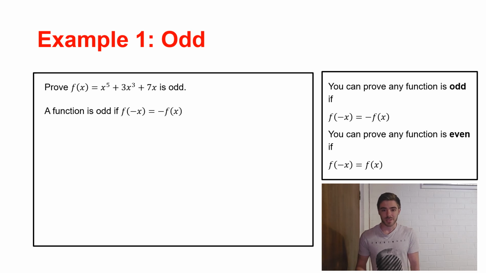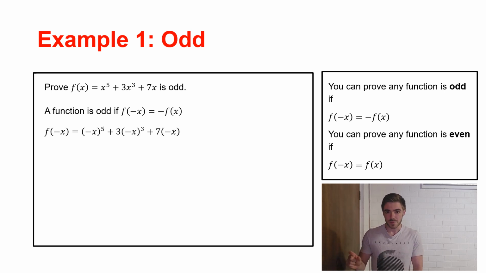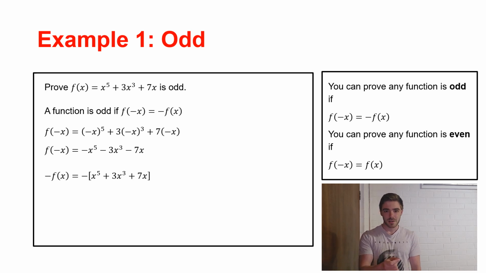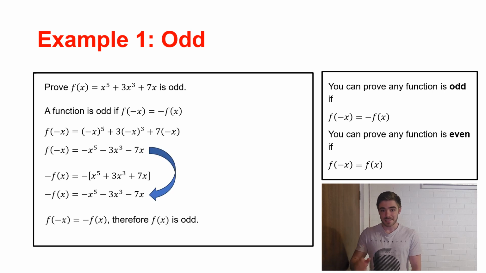And we do that by replacing every x in f(x) with a negative x instead. When we do that, we can actually do a bit of factorizing to take that negative sign out the front of the term, since any odd power term allows you to do that. Once we've achieved that, let's try and find -f(x), which just means we take f(x) and then slap a negative sign at the front of it, and all we're going to do from here is distribute that negative sign all the way through. And when we do that, we see that f(-x) is identical to -f(x). Therefore, we've proven that our function is odd.